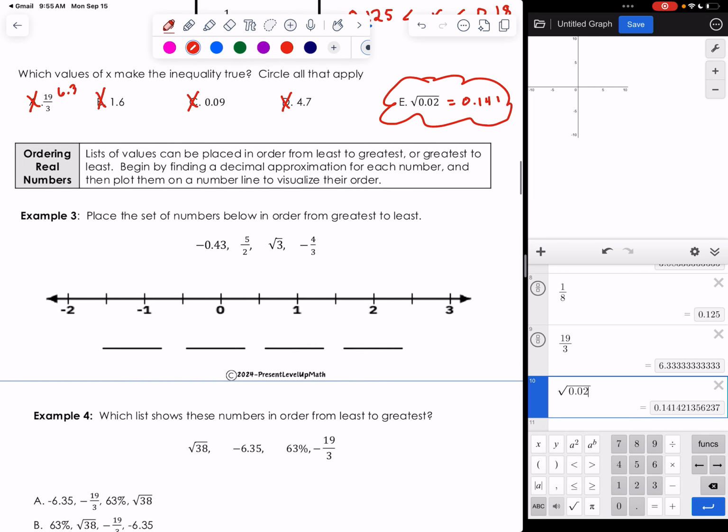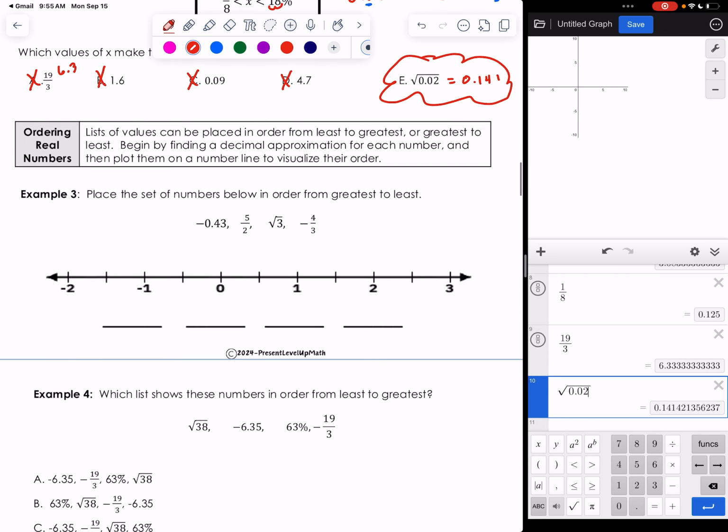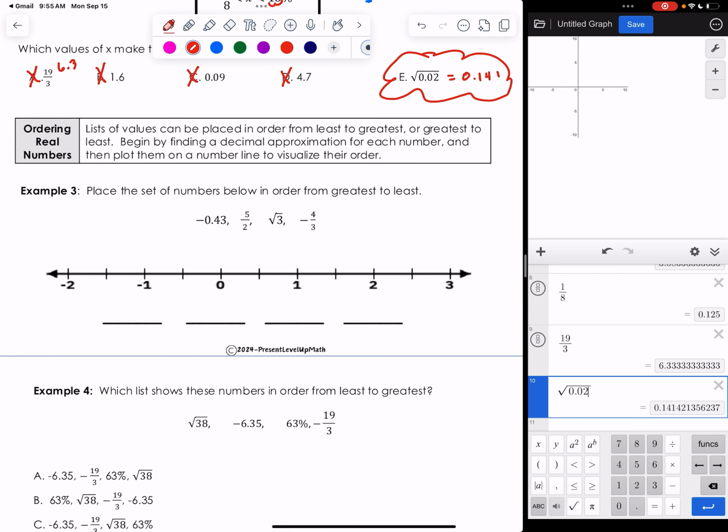Place the set of numbers below in order from greatest to least. They've given us a set of 4 numbers. Before we start, because a lot of times people forget, we want the greatest to go first in this problem and the smallest or the least number to go last. So I'm going to go ahead and label that so that once we put them all on the number line, we won't forget. All right.